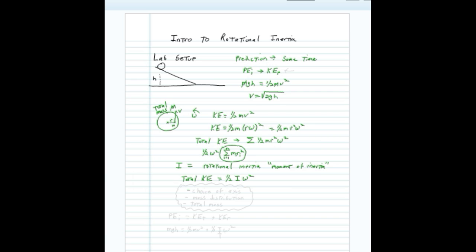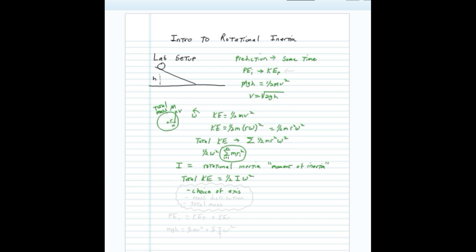So what we're going to learn is that I depends on a bunch of factors. First is the choice of axis. Where is the object rotating around? That makes a difference. Is it rotating on an axis in the middle? Is it rotating on an axis at the end, etc.? Like if you pick up a book and hold it in the middle and shake it back and forth, it's easier to rotate than if you hold it at one end. So the choice of the axis makes a difference.